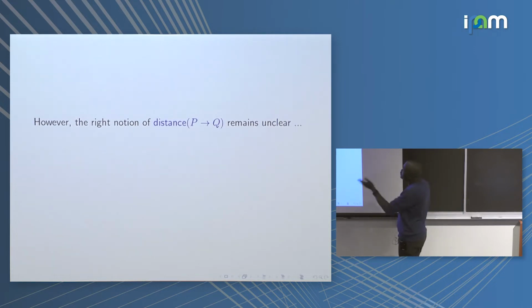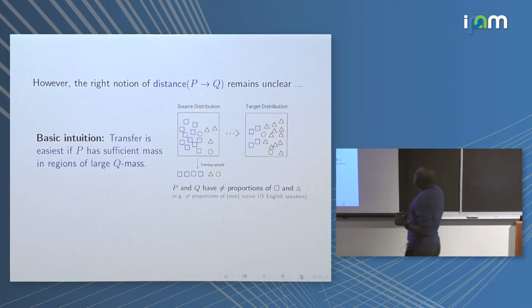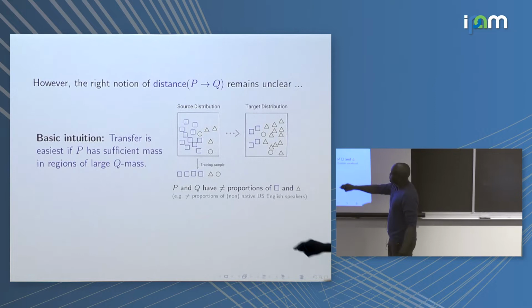So such a notion of distance remains unclear. People have tried various notions, and I'll first start by giving you a sense of the notions of distance between distributions that have been tried over the last 10 years by theoreticians. Okay, so here is a basic intuition.